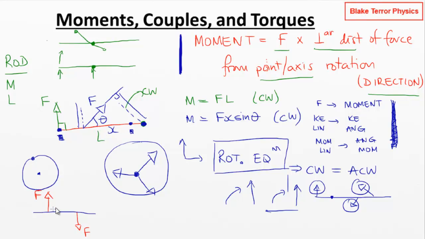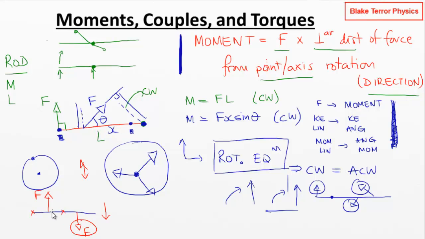Now, whatever I do with these, this isn't going to create any translation, because if we resolve vertically, they're equal and opposite and they're going to cancel out. But they are creating a net moment that is going to make the rod rotate, because it doesn't matter which point or axis of rotation I pick. If I pick a point at this end of the rod, this F here is going to dominate because it's a greater moment, because it's further away from the point of rotation, so it will start moving clockwise.